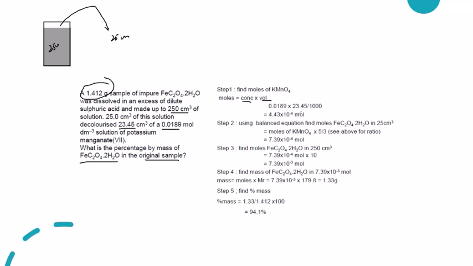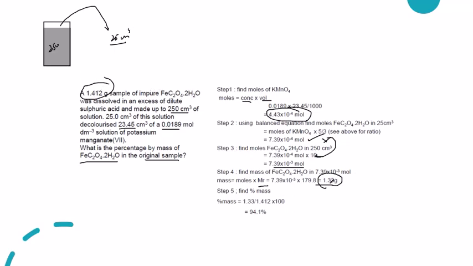So first, concentration times volume will give the moles of potassium manganate. Using the moles of potassium manganate, the ratio as we worked out previously is 3:5. So we can work out the moles of iron(II) ethanedioate. But that is the moles in 25 cm³. To get the moles in 250, it should be multiplied by 10. And then after getting the moles, multiply by molar mass, and you will get the mass in grams. So only 1.33 grams was there, and the remaining is impure.